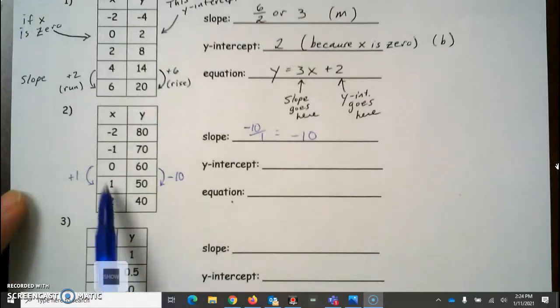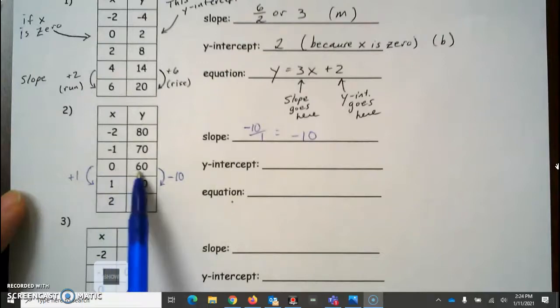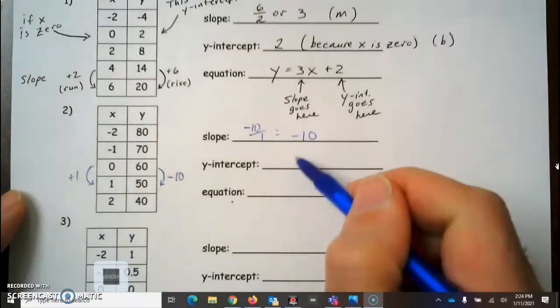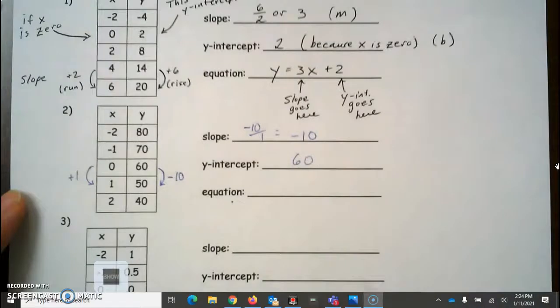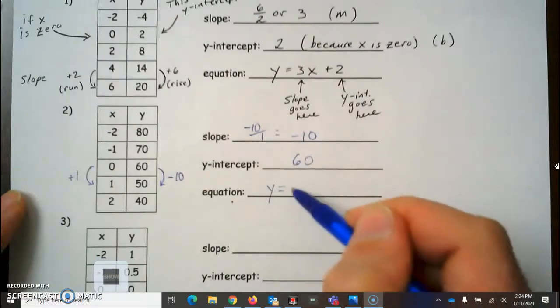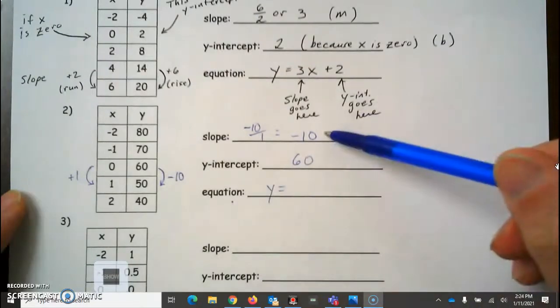My y-intercept, I look for the 0. At 0 must be the x number. That 60 is my y-intercept. It's just a visual. Write the equation, so instead of mx, m is the slope.